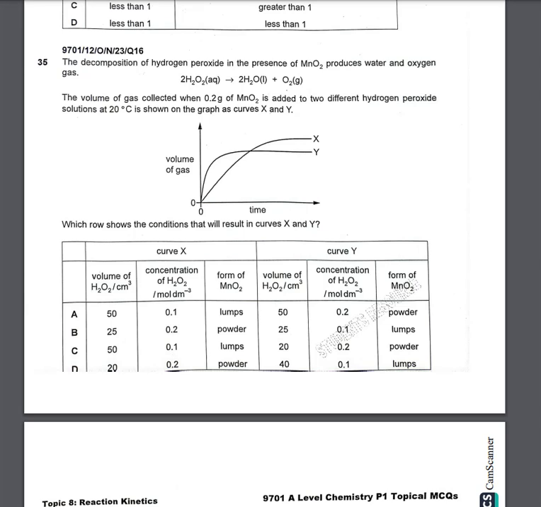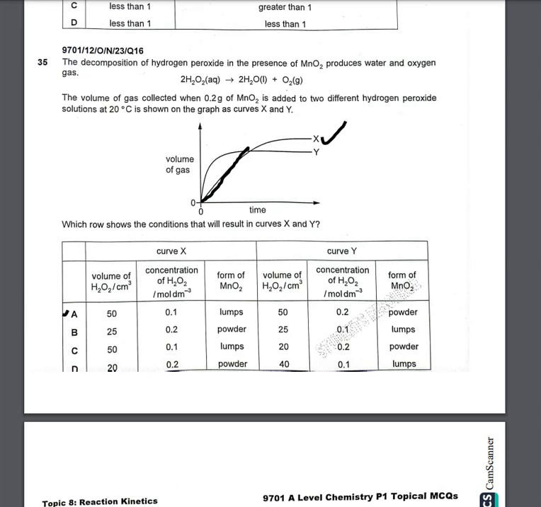X is more concentrated, definitely, because the curve is a straight line. No, it is not more concentrated. Let me just check this once. So I'm going to back solve this. I'll be checking every option.